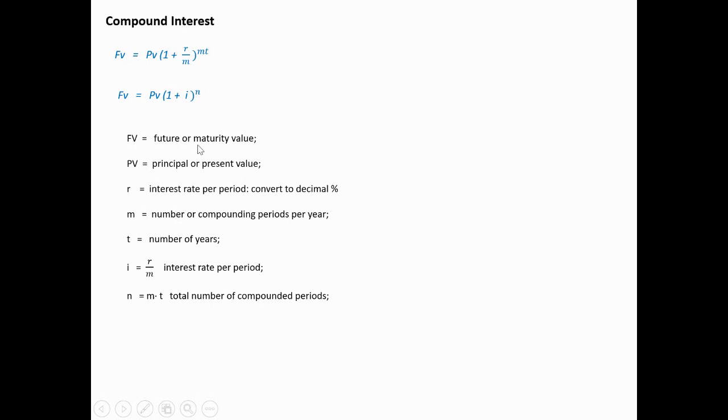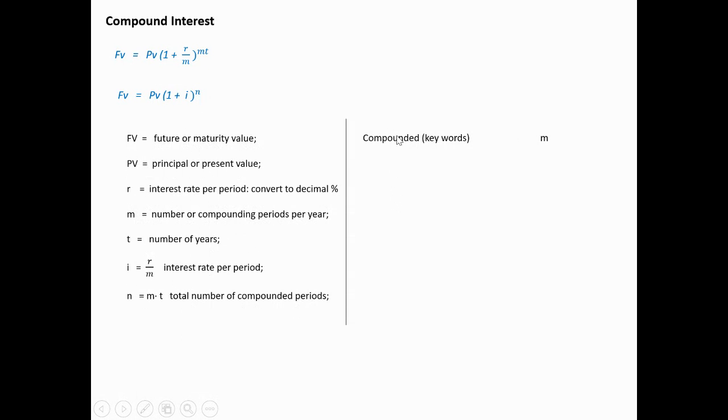But anyway, my future value is the future or the maturity value. The PV is the principal or the present value. My R is the interest rate per period converted to a decimal. My M is the number of compounding periods per year. T is the number of years, and the I is R divided by M. And the N is M times T, which is the total number of compounded periods.